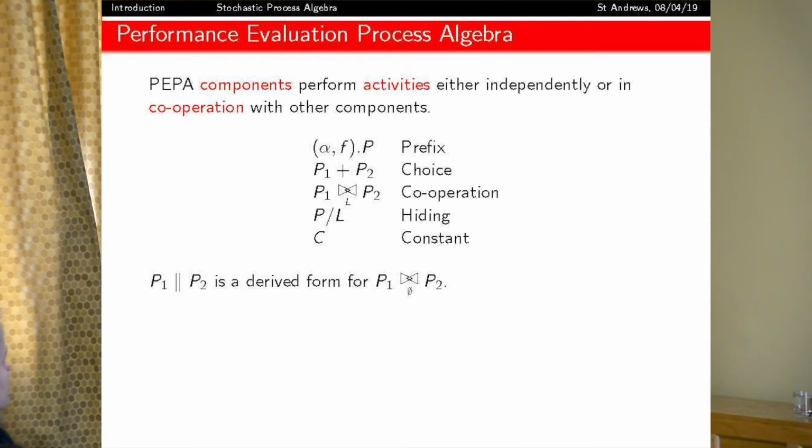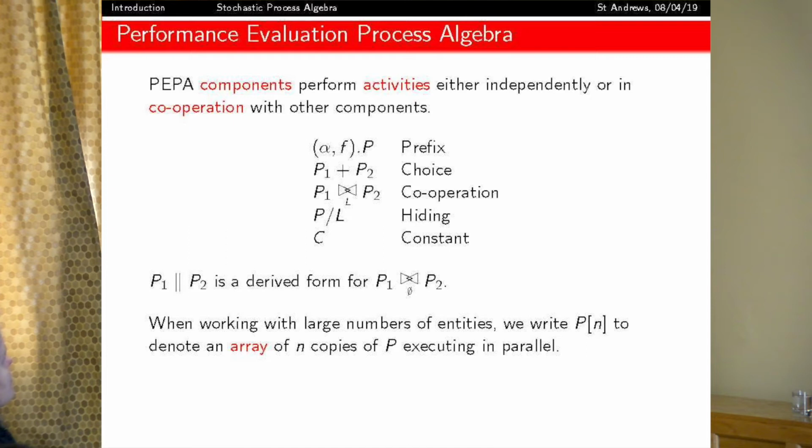When we have an empty set here, so P1 and P2 do not constrain each other at all, we write it as pure parallel. Okay, so they're just working in parallel with no constraints. They can just do their actions in whatever interleaved way they want.